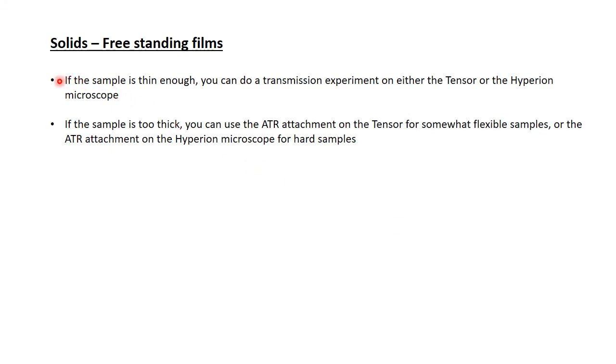If the sample is thin enough, we can do a simple transmission experiment on either the Tensor or the Hyperion microscope. But a lot of times samples are too thick and they absorb too much of the infrared light to give us any reasonable signal. In that case, ATR is a better option. If your sample is somewhat flexible, then the multi-bounce ATR attachment for the Tensor is going to work best. So this is great for polymer samples that have a little bit of give to them. But if your sample is more rigid, a harder sample, then the single bounce attachment on the Hyperion microscope is a better way to go.